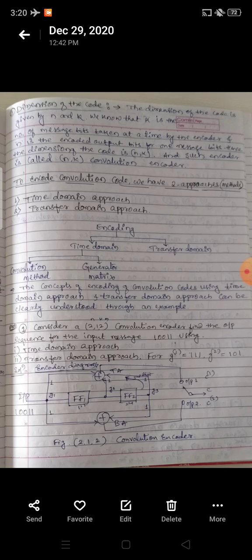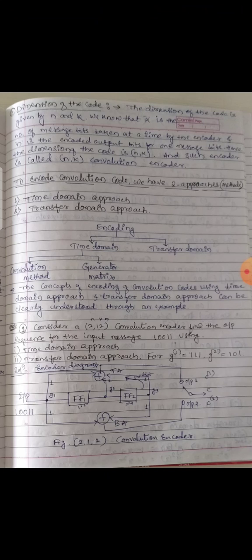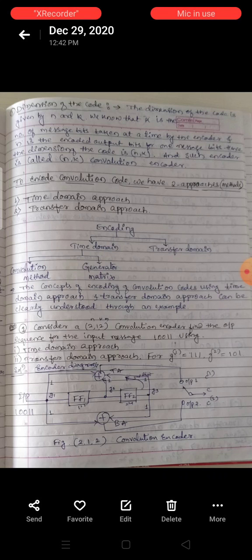Okay. So now we will consider one small example here for the convolution encoder. The problem will be like this. Consider a (2,1,2) convolution encoder. Find the output sequence for the input message 10011 using the time domain approach. The second one is the transform domain approach. For G1 equal to 111 and G2 equal to 101. Okay, so this is the given numerical I just read out.